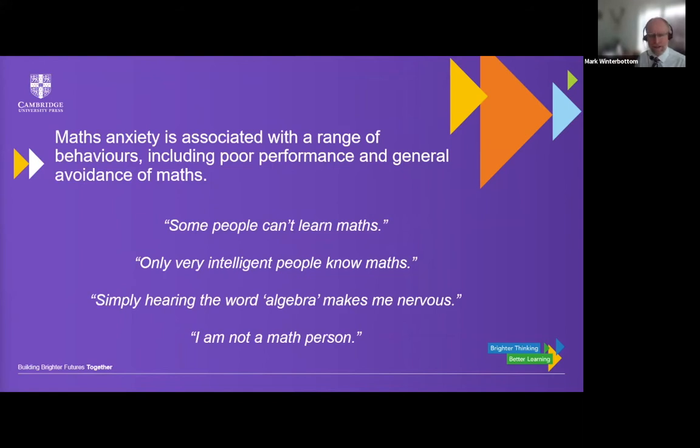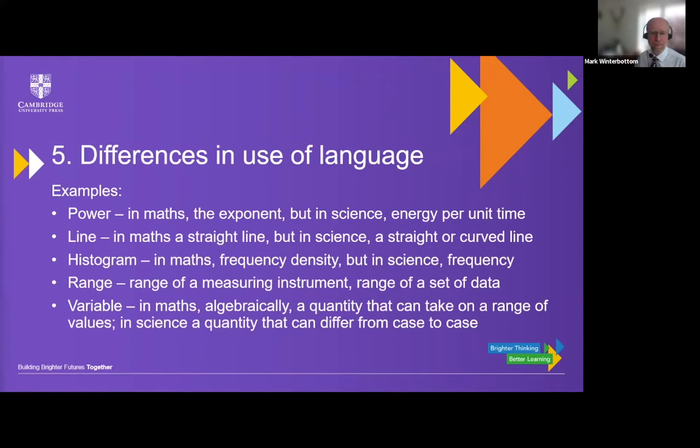And because of that, it tends to be associated with a range of behaviours which include poor performance and general avoidance of maths. So you might find that some students who usually attain very highly in science suddenly do much worse in lessons which involve maths. And if they don't realise that that's the cause, then that could actually destroy their self-efficacy in science itself. We don't want that.